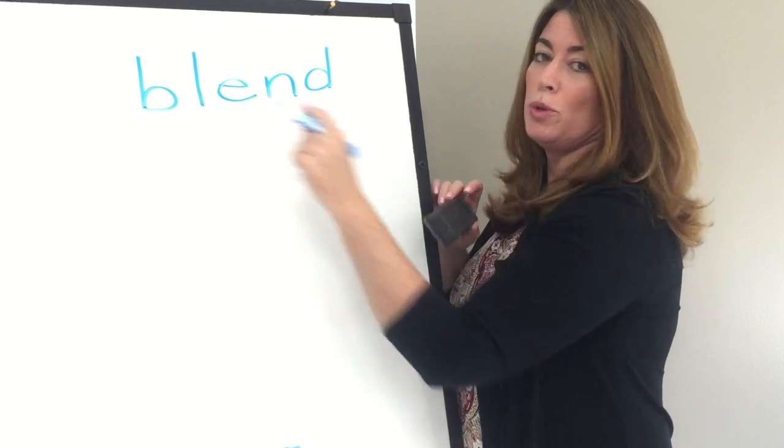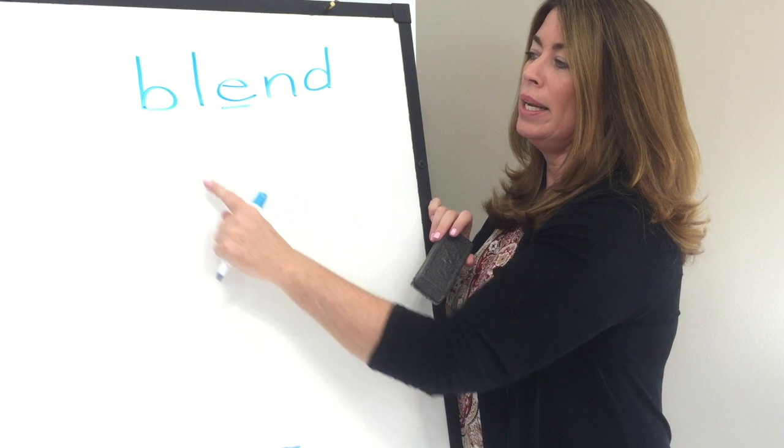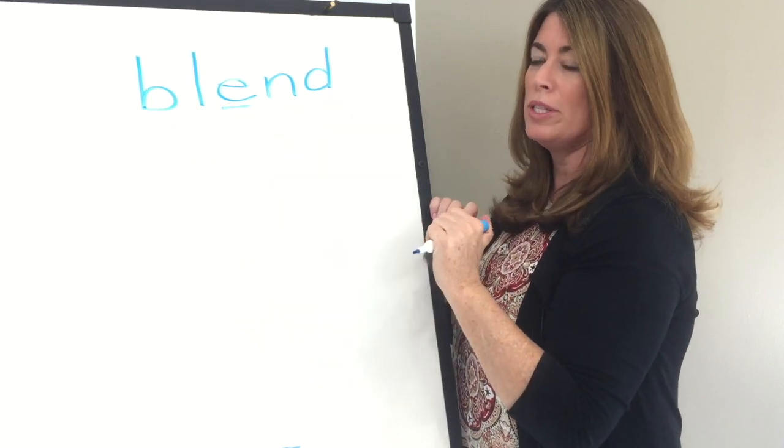There's just no vowel in between them. So it's only one syllable long because it has one vowel. But it has b, l, e, n, d, five separate sounds.